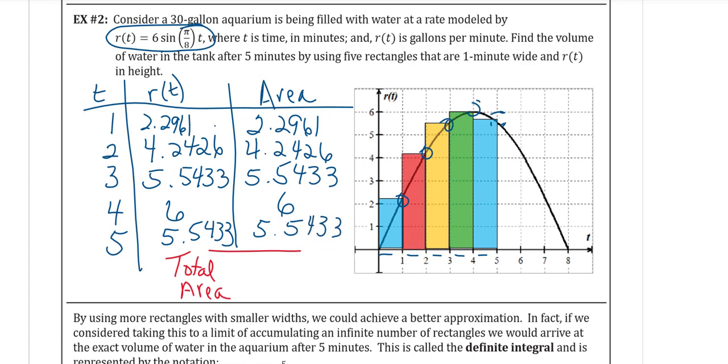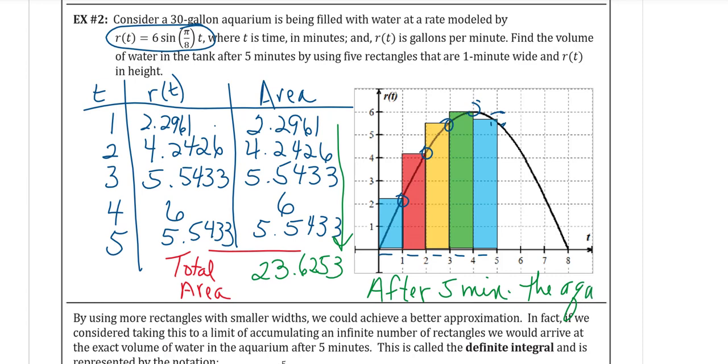And so our total area, when we add these all up, we get 23.6253. So we would say that after 5 minutes, the aquarium holds 23.625 gallons.